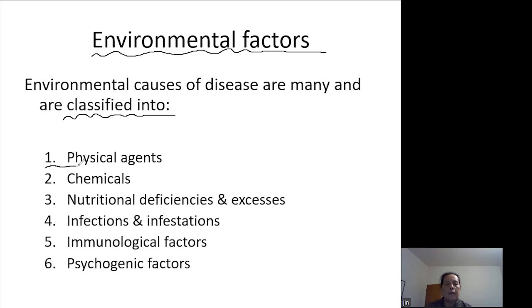The first is physical reasons. Secondly, chemical reasons. Then we talk about nutrition reasons, and then maybe some infections, and immunity disorder, and also mental disorder. So that's basically the main reasons that cause people illness, the environmental reasons. So let's discuss the reasons here one by one, in some detail.